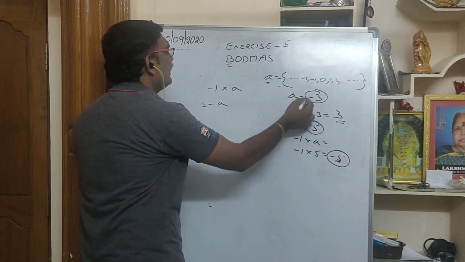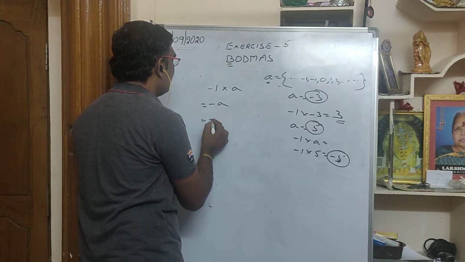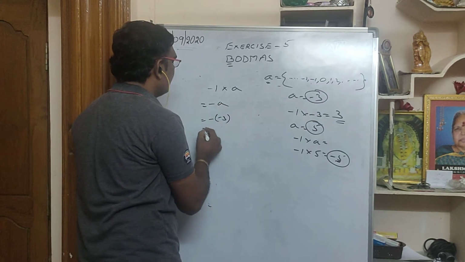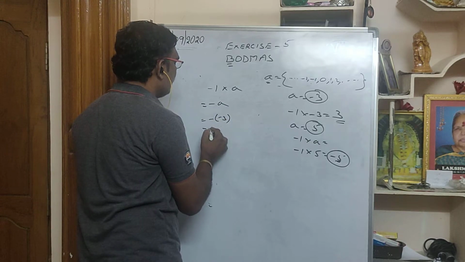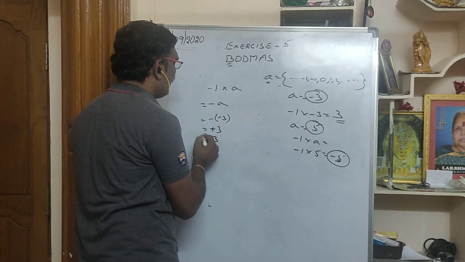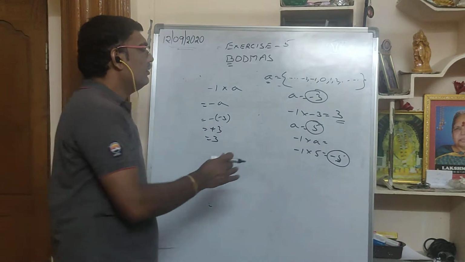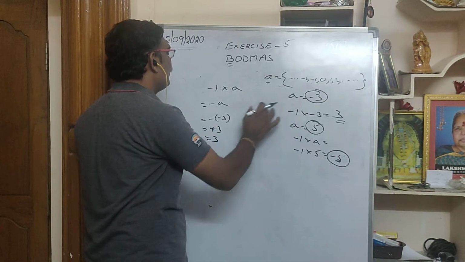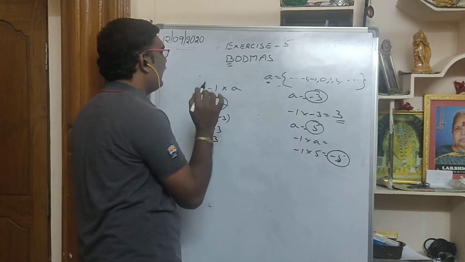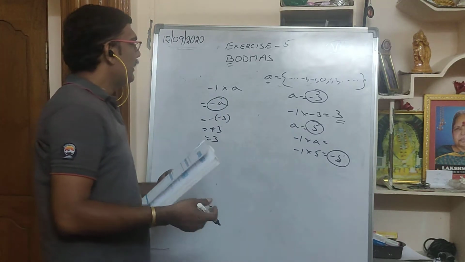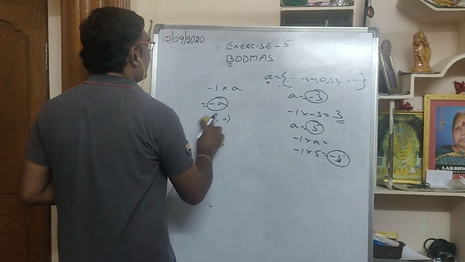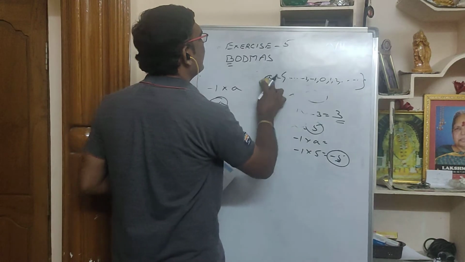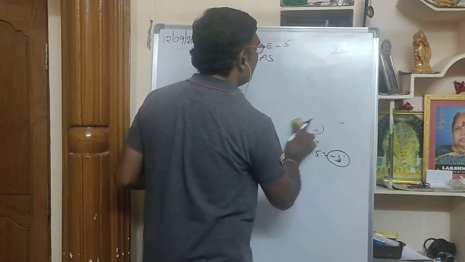let a equal minus 3. Substitute in this. Minus a means again minus 3, and minus into minus is plus, so 3. So this and this are the same. Here I have written minus a. Minus 1 into a is minus a. This is the answer. This entire thing I said for explanation purposes.